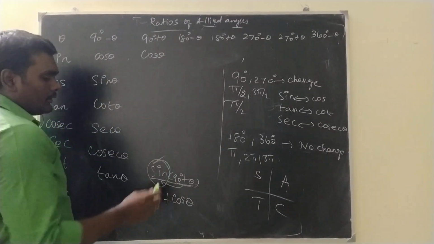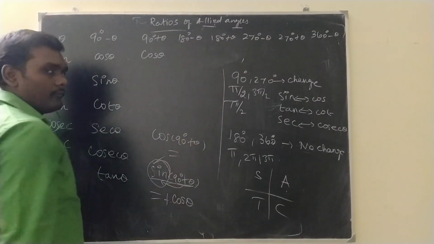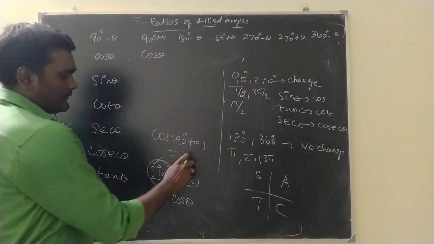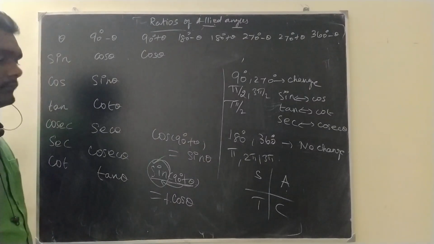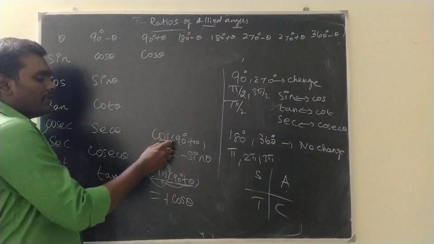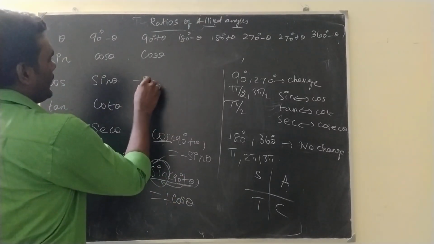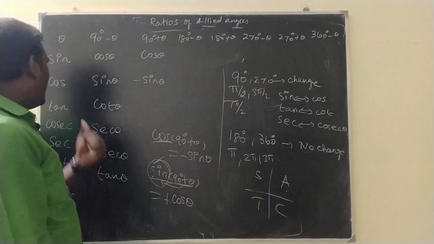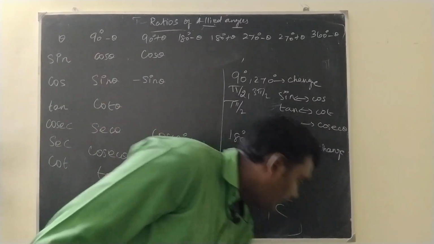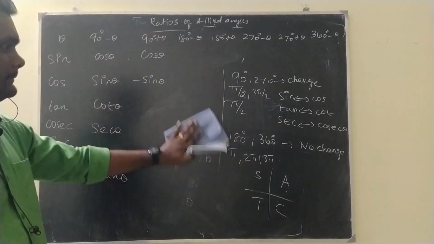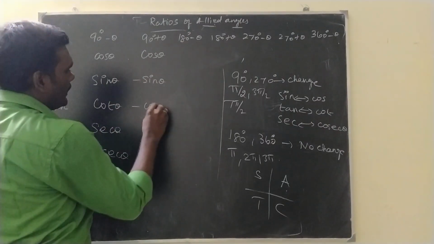Then cos 90 plus theta. 90 degree, there is a change. It will change to sin theta. Negative. Why? We are calculating for cos. Cos is negative in the second quadrant. So the answer is minus sin theta. What is tan 90 degree plus theta? Negative cot theta. That's my boy.